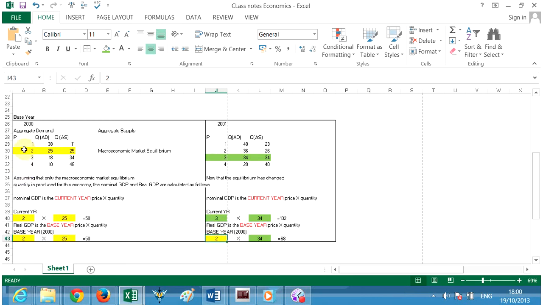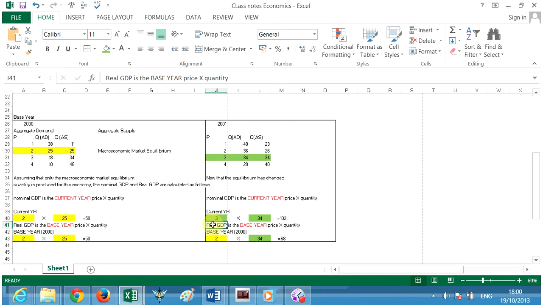The base year price times the new year quantity, 34. So now you see 2, before it was 2 times 25, but now it's 2, the base year price, and now the new quantity. So what this does, it takes into account the changes between prices here, $2 and $3. This says how much of this change, 102, is a result of a change in price. So that's the difference between the real GDP and the nominal GDP.